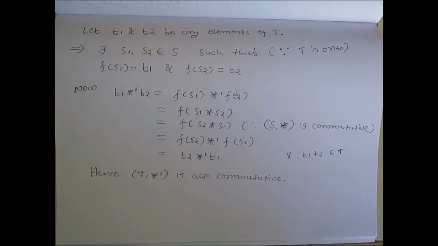What is given? We are given that f is an onto homomorphism from S to T, and S is commutative. Then we say that T is also commutative. So this is our aim and this is the proof. This is enough for this lecture. In the next lecture we are going to discuss some examples of isomorphism of semigroups.